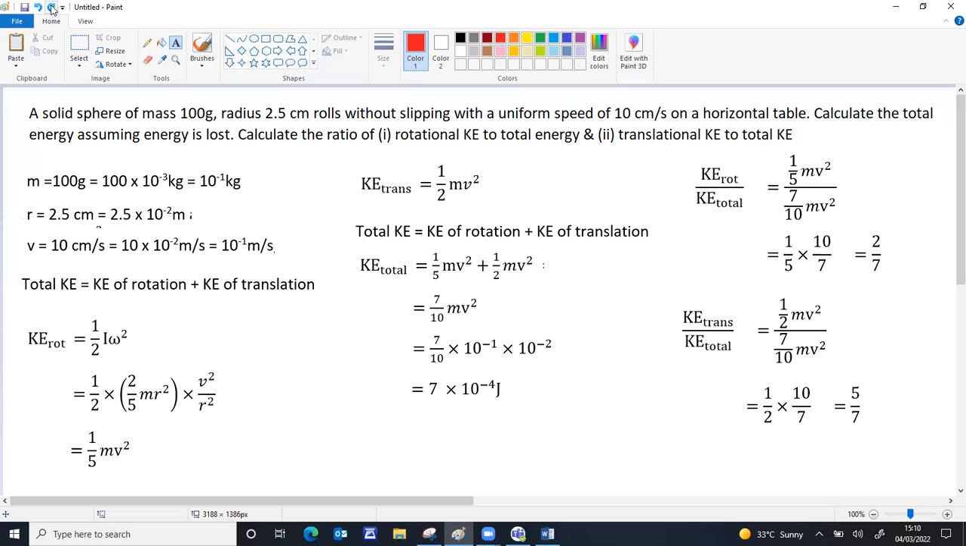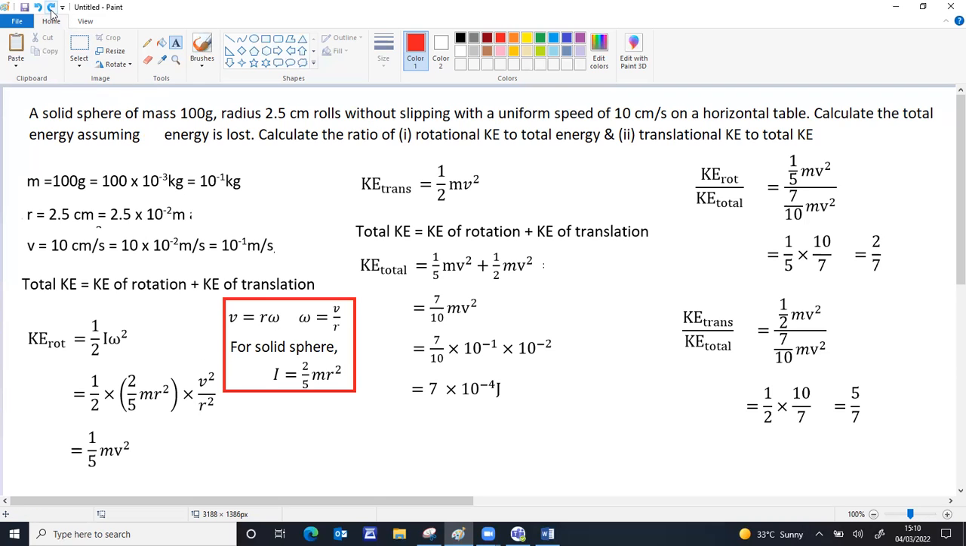So we need to make a note. One, that V equal to R omega, or omega equal to V by R, which we substituted here. Even the moment of inertia, 2 by 5 mr square for a solid sphere. Then the correction in the question, like assuming no energy is lost.